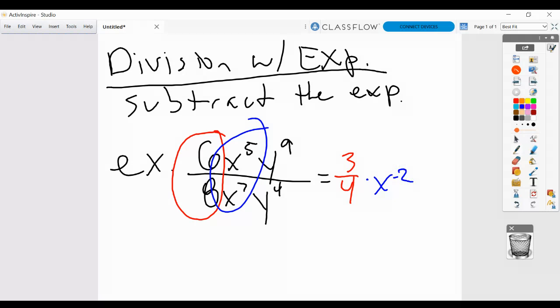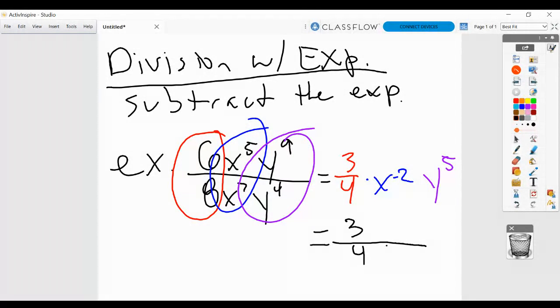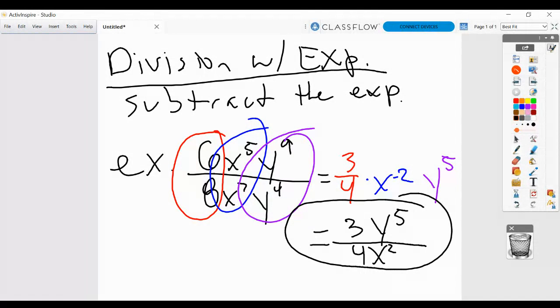And then last but not least, we've got y to the 9th over y to the 4th. 9 minus 4 is y to the 5th. And then you want to combine these all together. Well, we've got 3. X to the negative 2 should go to the denominator. So the 4 goes there. That becomes x squared in the denominator. And then you've got a y to the 5th that's left on top. So that would be your answer there.